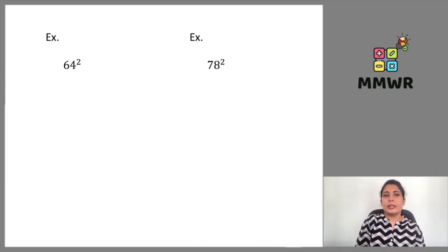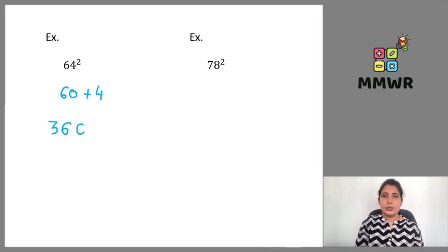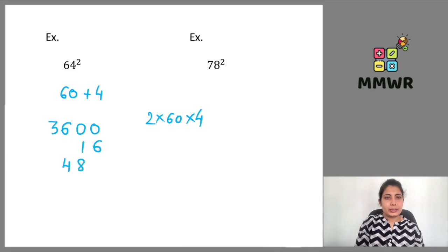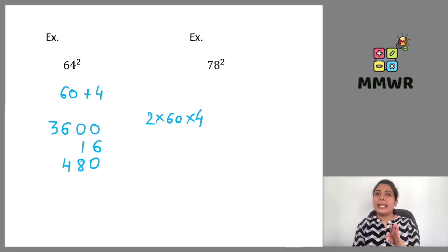So what you can do here, 64 can be written as 60 plus 4. Now square of 60, that means square of 6 is 36 and 0 will be repeated, so 0, 0. 4 square is 16. Now 2 multiplied by 60 multiplied by 4. 4 2s are 8. 8 6s are 48. Okay, so 480. 4 2s are 8. 8 multiplied by 60 gives me 480.